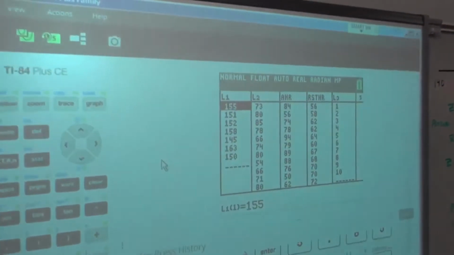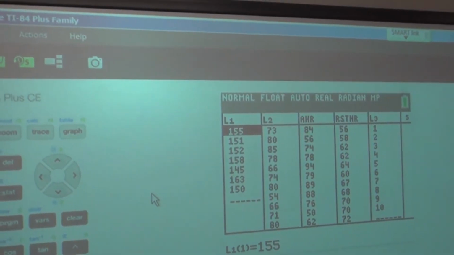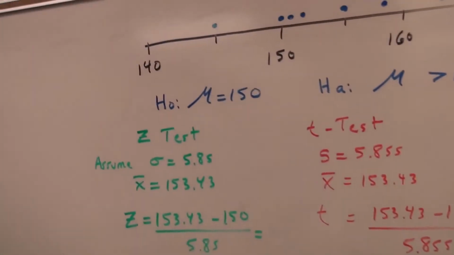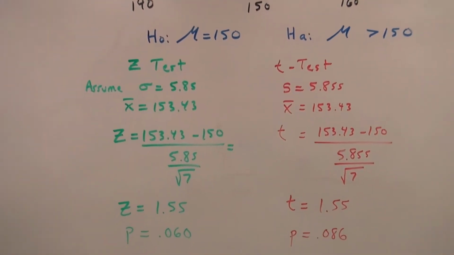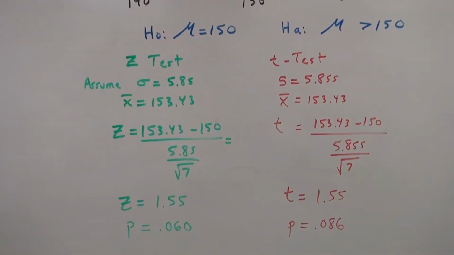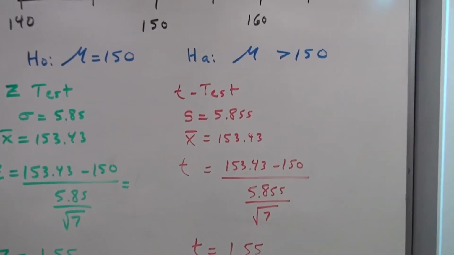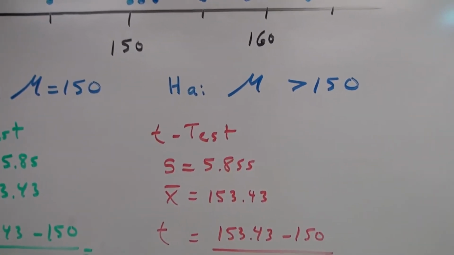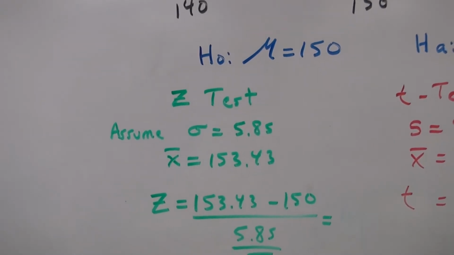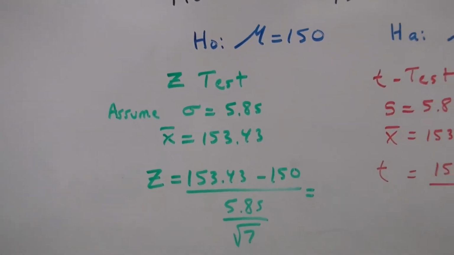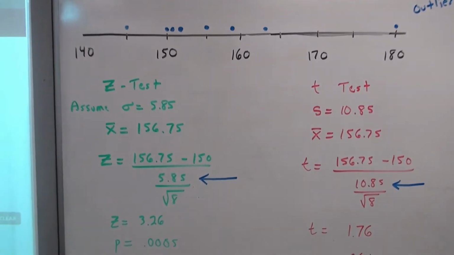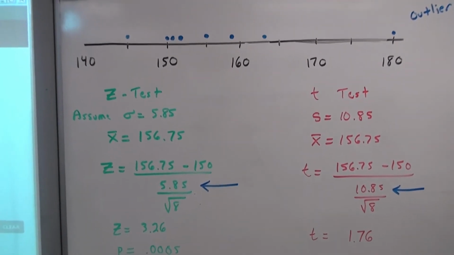We put the data into a list, and then we ran a z-test and a t-test using that data. And these were the results. You can see that the z-test and the t-test were very similar. If you look at the t-test, the sample standard deviation was 5.855 seconds. And so we just assumed that that was the population standard deviation for the sake of being able to do a z-test. But then I wanted to add an outlier to the data set to see how it affects things.